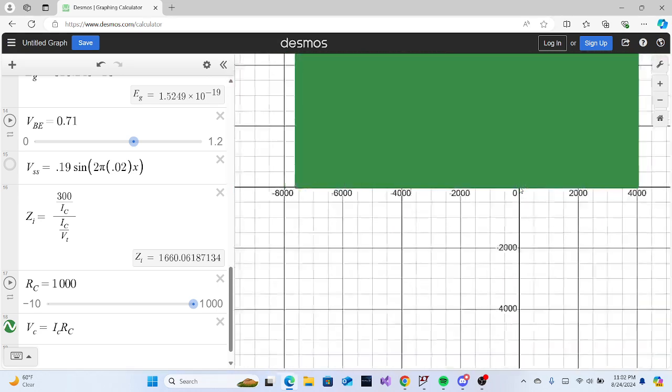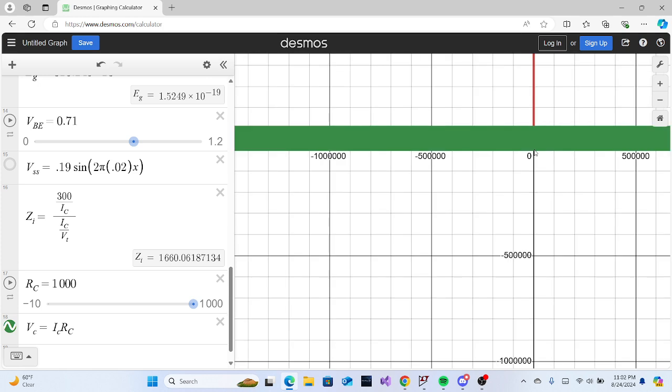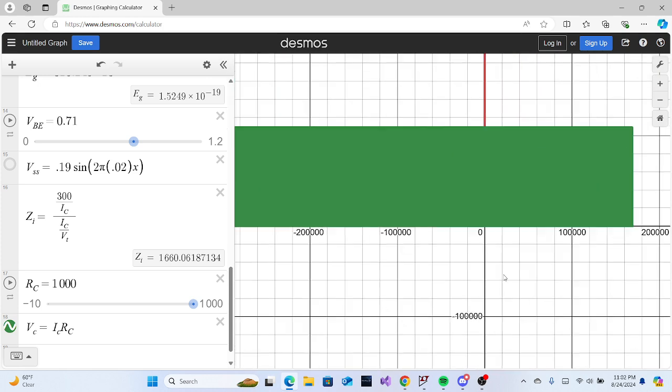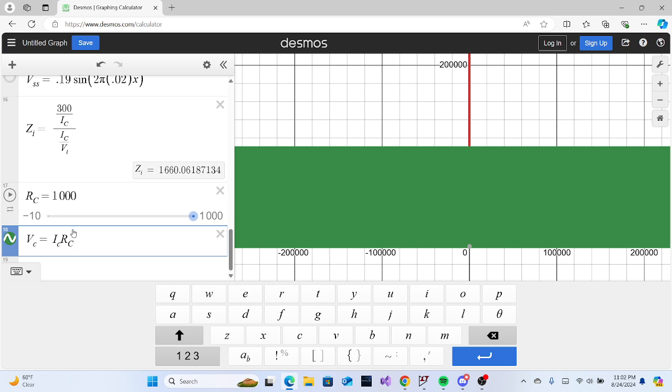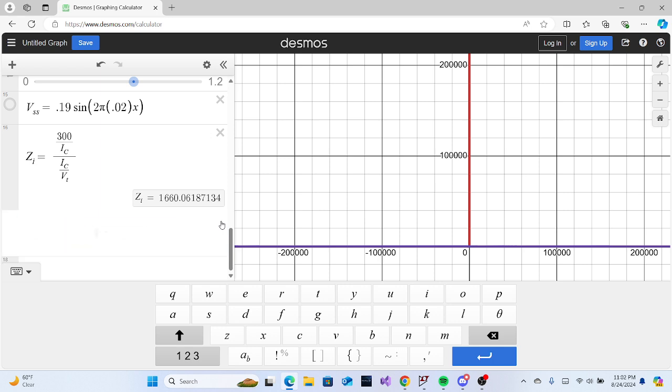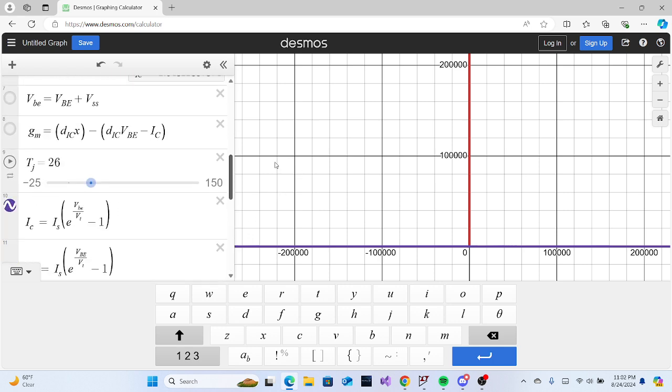Jeez, like how tall is it? Yeah. That's got to be like milliamps or something. Or maybe I'm just dumb. Like maybe I don't know anything. But that's like a fool's errand, it looks like.